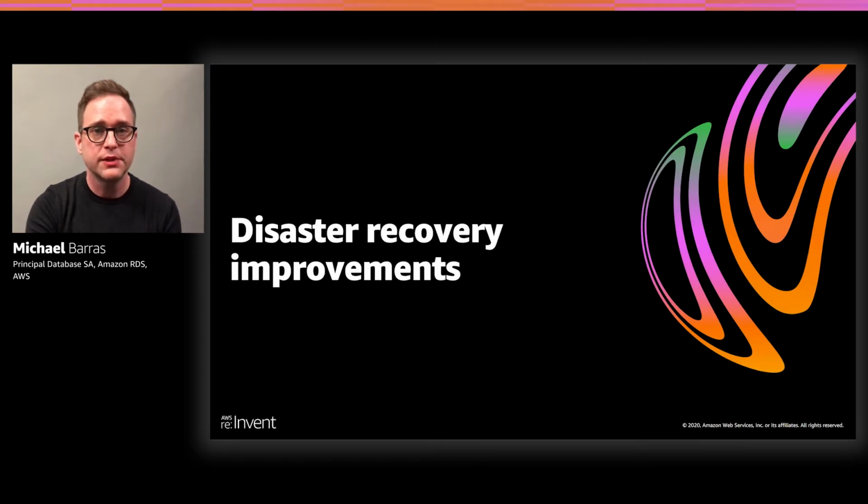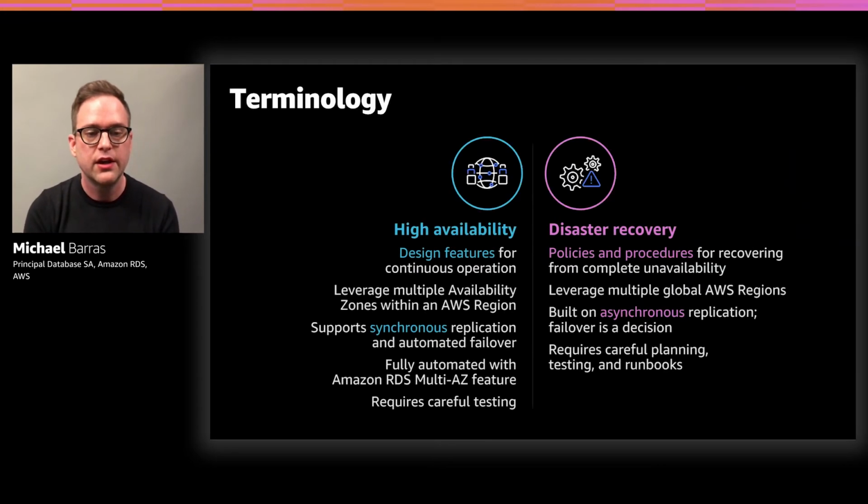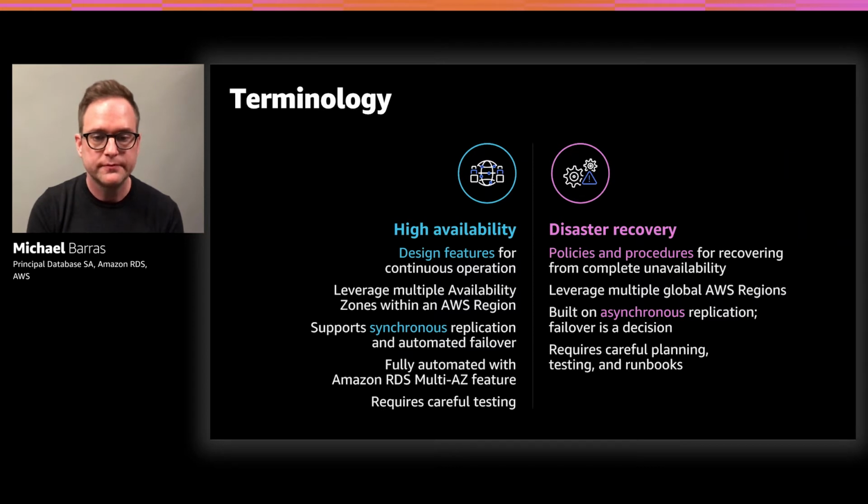Now let's talk about disaster recovery. First, some terminology. High availability and disaster recovery offer similar protections, but can be two very different use cases. With a managed service like RDS, high availability is a feature. Just turn it on and you've got high availability. This works within a region. We can take advantage of multiple availability zones that are close enough together to allow for synchronous replication, which means we can automate failover without worrying about data loss. You still need to test to make sure your application can handle failovers, but for most customers, it just works.